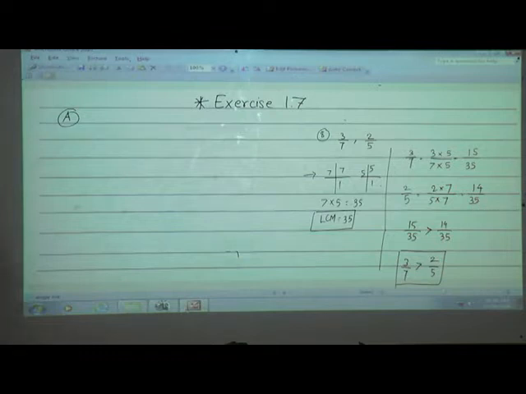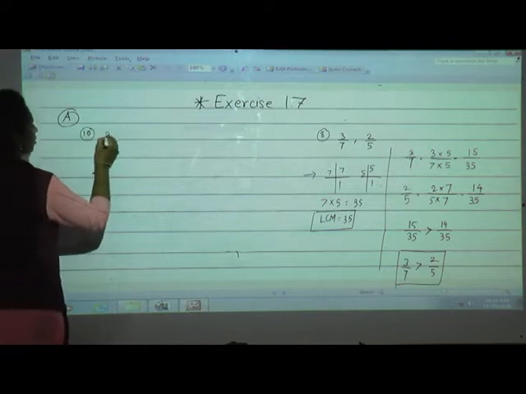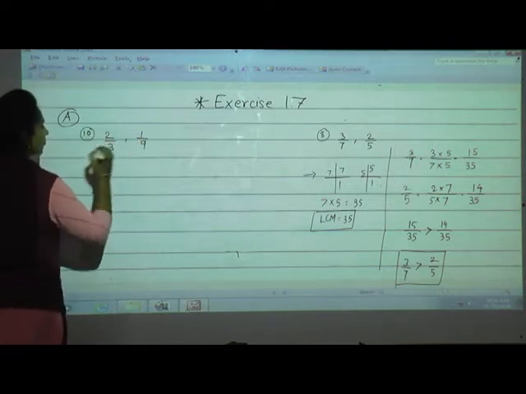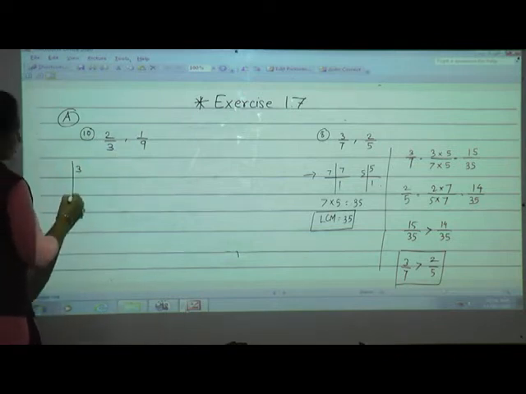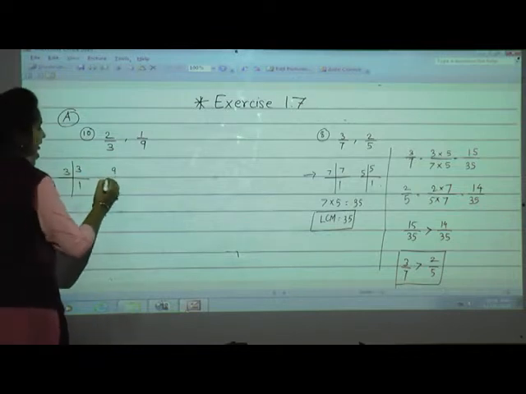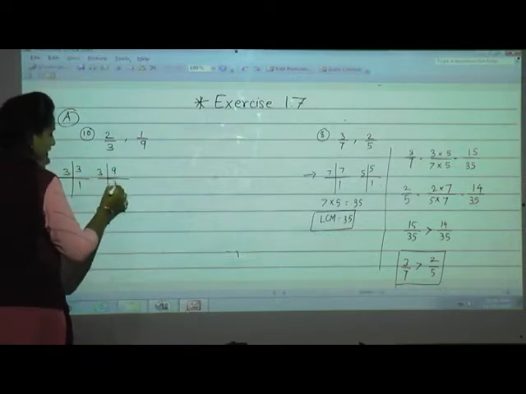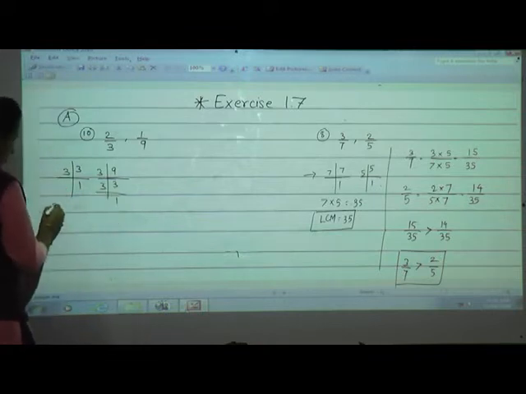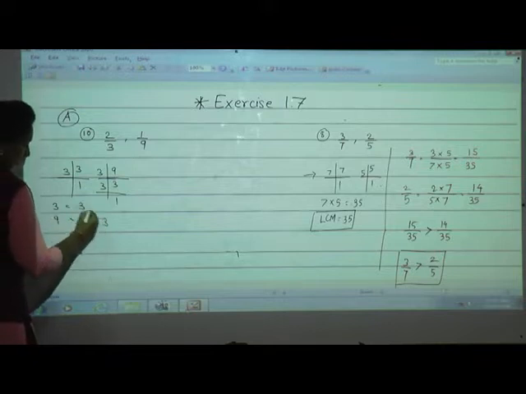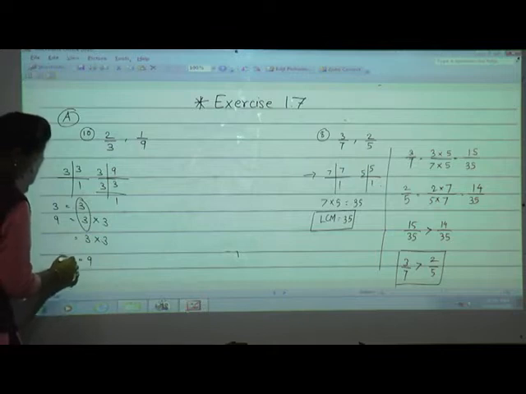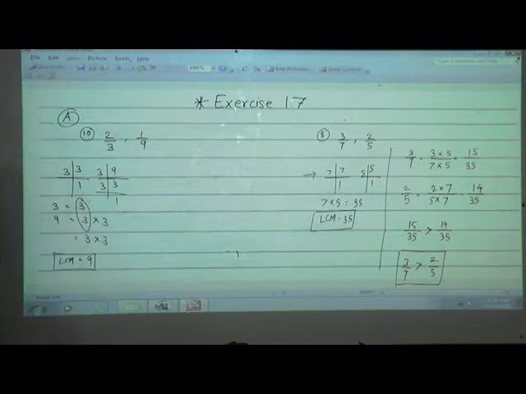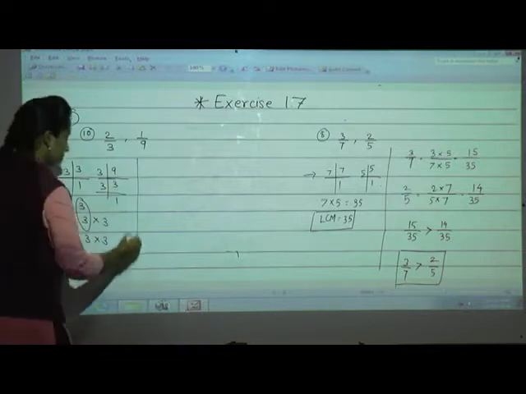2 upon 3, 1 upon 9. Now denominators are different. We need to find out the LCM. So first, 3 ones are 3. Now 9. 3 3s are 9. 3 ones are 3. So 3's multiples are only 3, and 9's multiples are 3 multiplied by 3. So we will write common ones, and 3 as it is. 3 3s are 9. So what is the LCM? LCM is 9. Now we will compare the numbers.